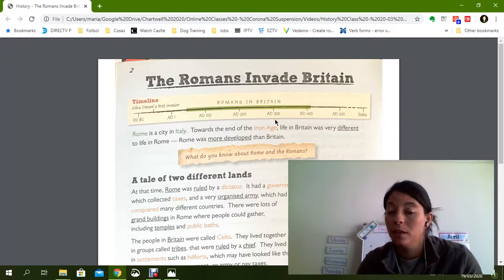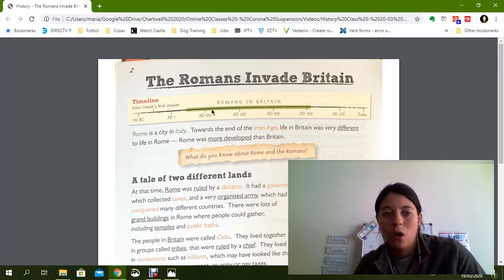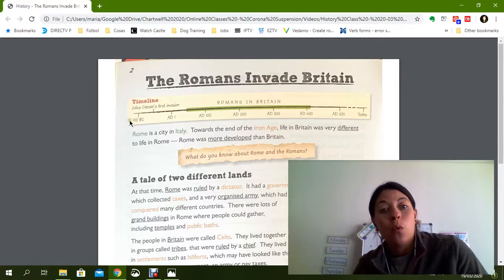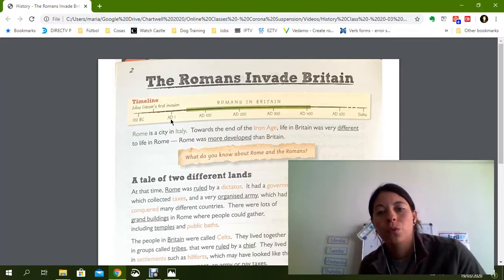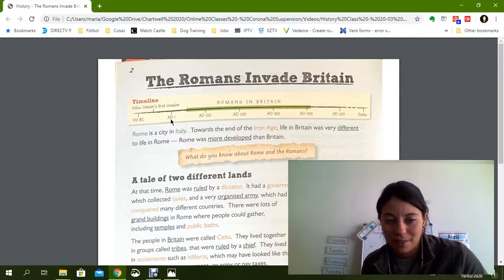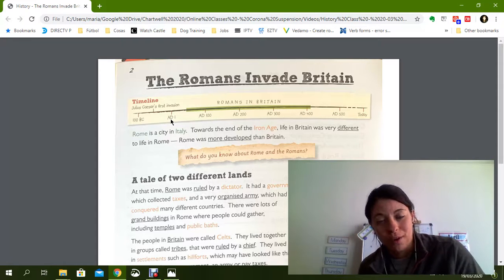Do you know what that stands for? If you don't know, let me tell you. BC is before Christ, and AD is after death. So that's when we start counting time. The way we count it today, it's been 2020 years since that AD 1.